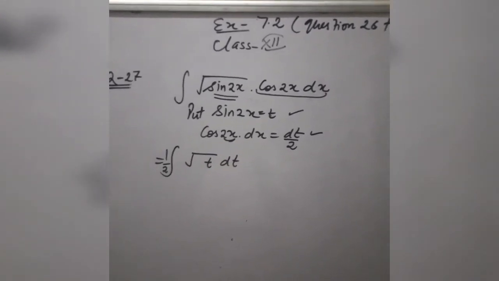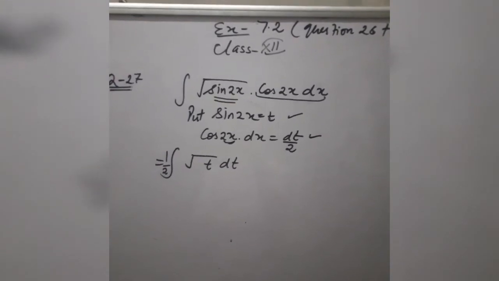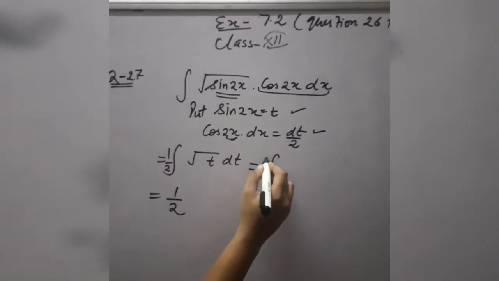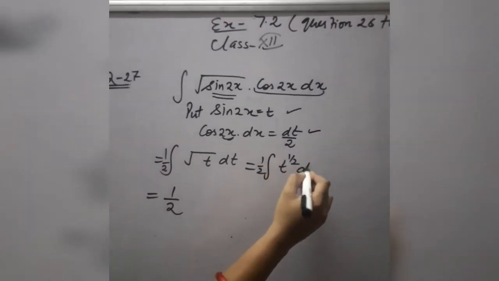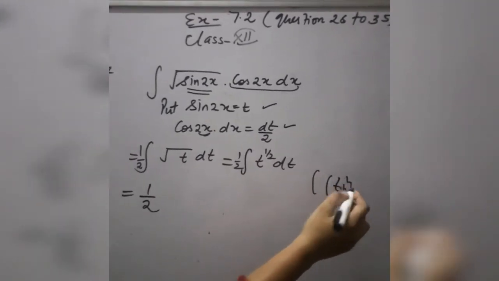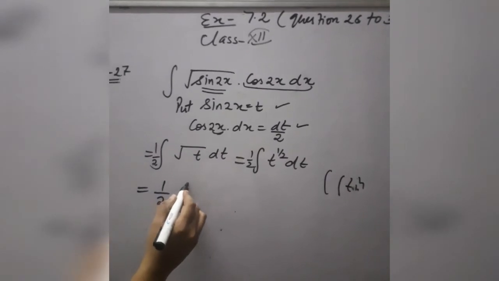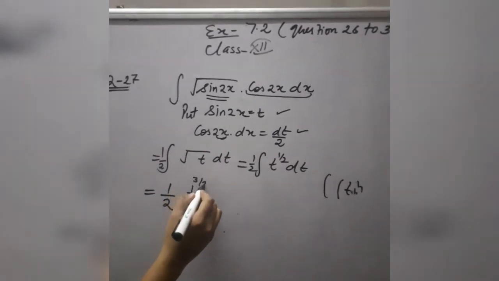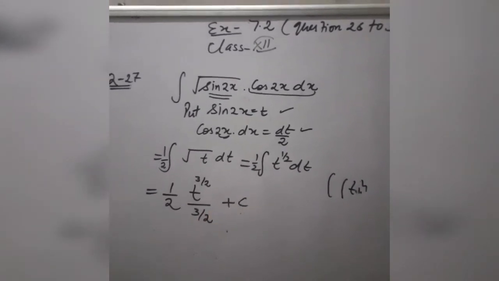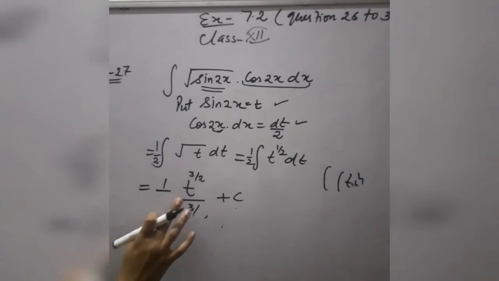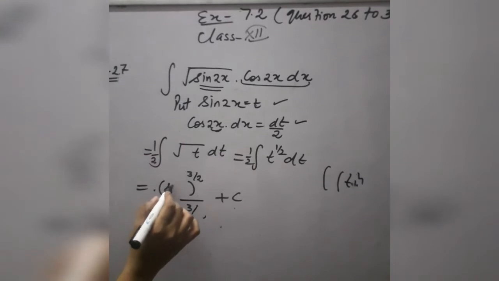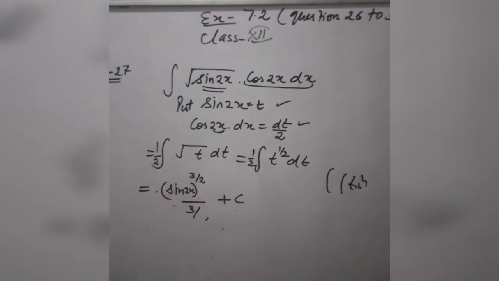Now it becomes root t into dt, and now very easily you can integrate. You can find the integration of root t. This root t can be written as t raised to power half. Here you will use the formula of integration of t raised to power n. So by using this formula, integration is t raised to power half plus 1, this is 3 by 2. You will divide it by 3 by 2 plus integration constant. See, this 2 is cancelled with 2, and in the last step in place of t put the value of t. What is t? t is sine 2x. So this is the answer.